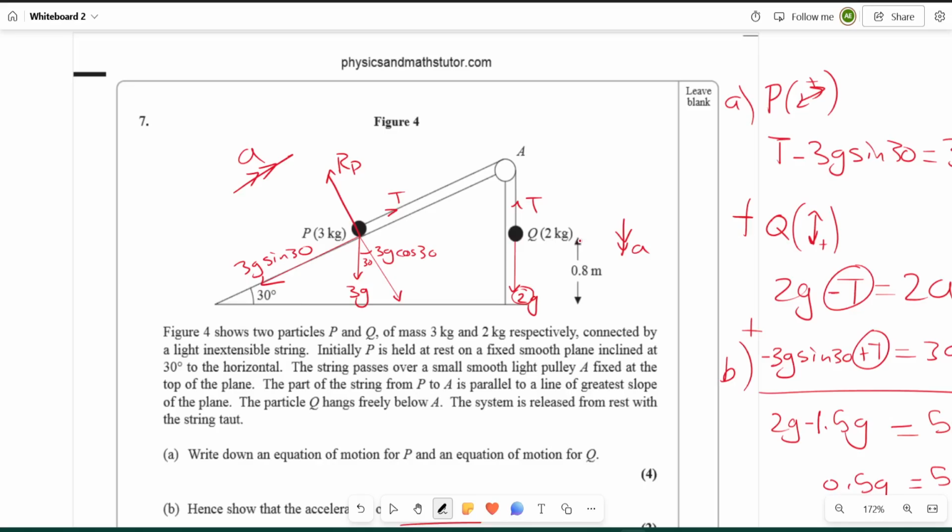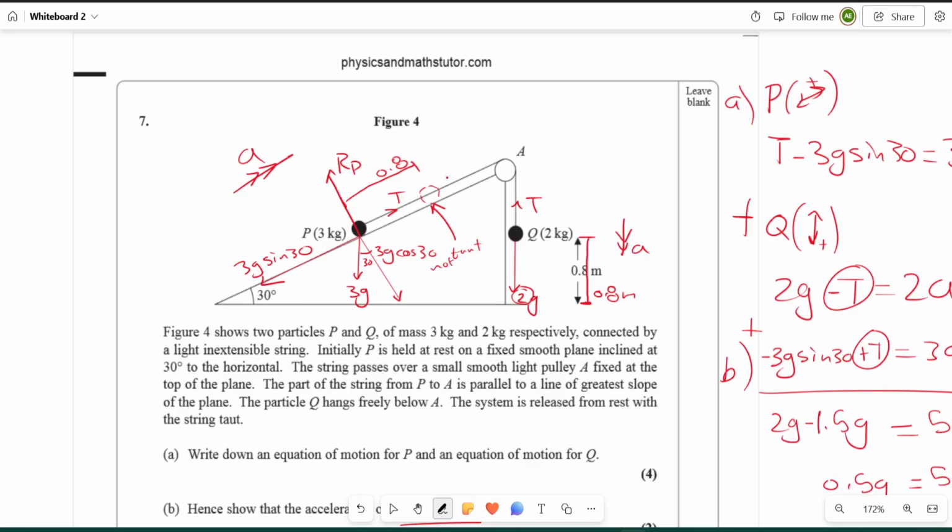So how much did Q move until it reaches the ground? 0.8 meters. Since the string is inextensible, P is also going to move up 0.8 meters. So P is going to be over here. That's the point where the string is no longer going to be taut.